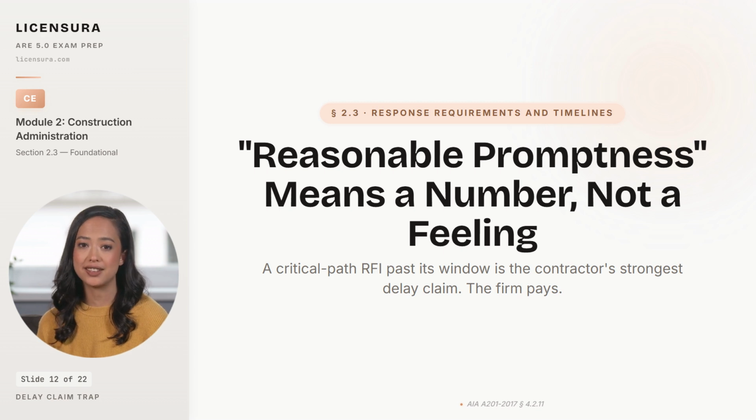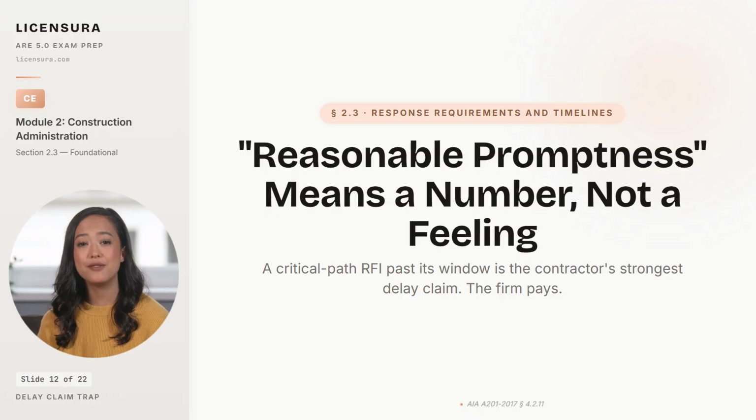At that point, reasonable promptness is whatever the arbitrator decides was reasonable, and the firm pays for the difference, either through a back charge in the next pay application or through an insurance claim that drives next year's premium through the roof. The architects who win this argument are the ones who pinned a number to the phrase in writing at the pre-construction meeting and then tracked it. Reasonable promptness needs to be a number on a calendar, not a feeling in the architect's gut, or you will lose the delay claim every time it goes to a panel.